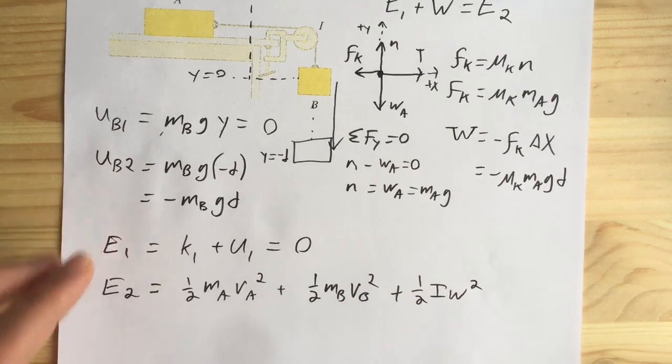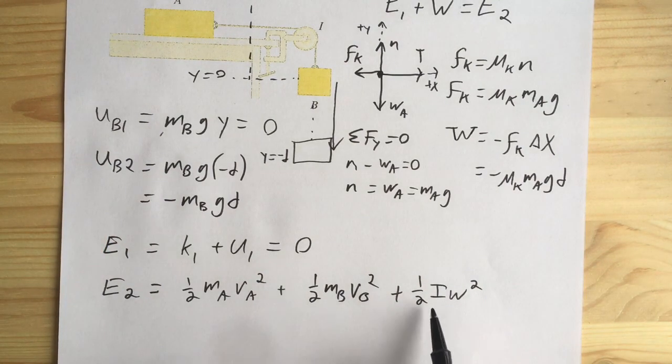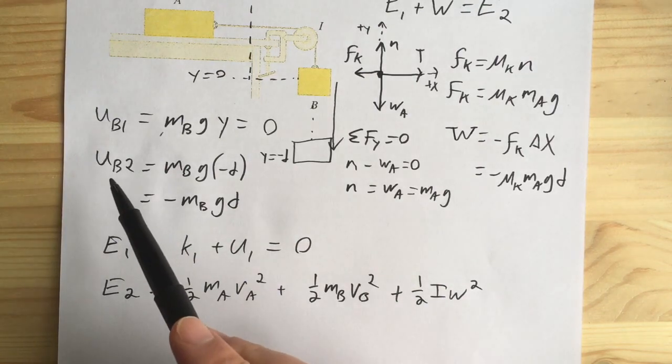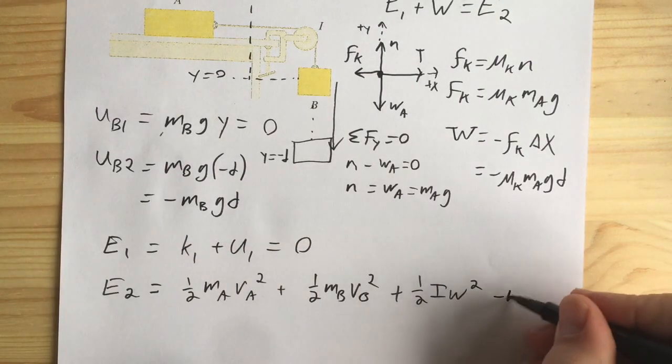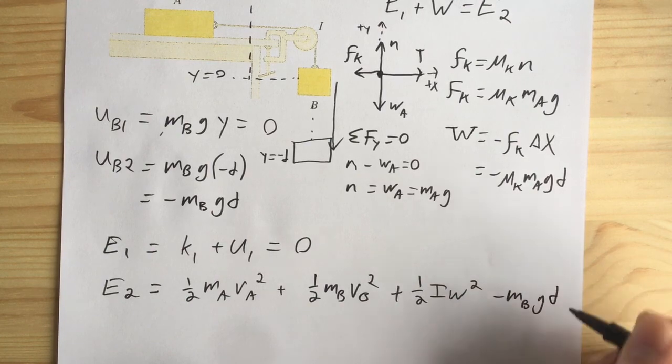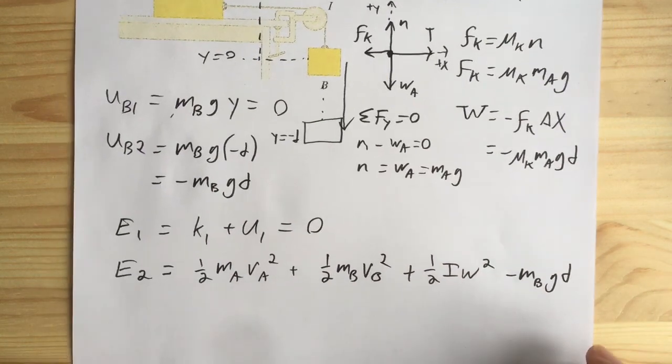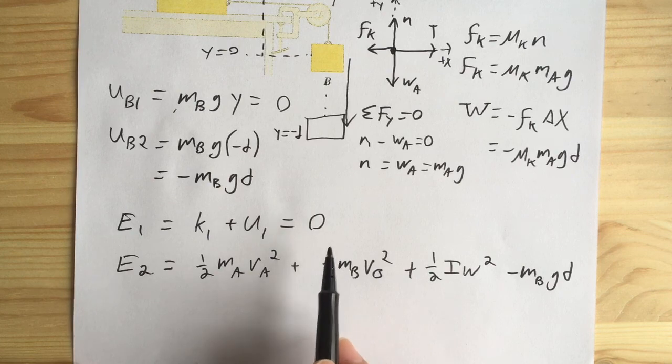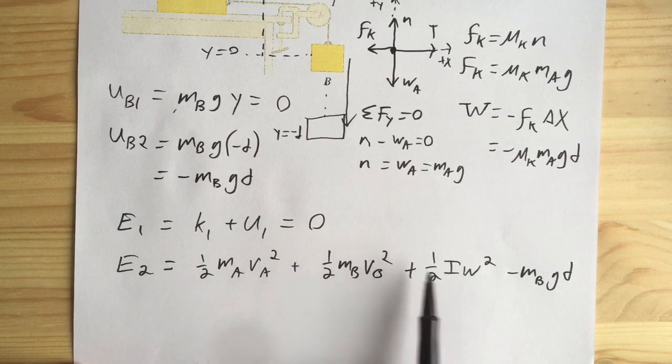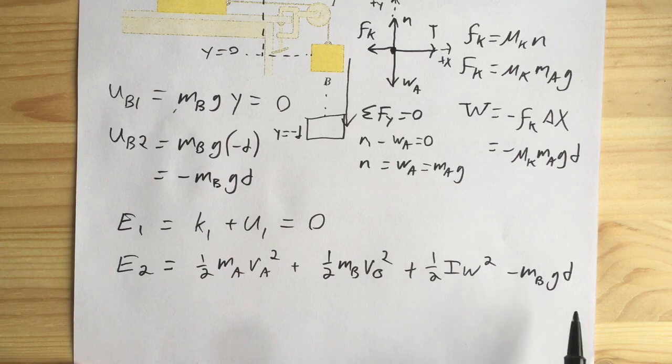That's our equation for rotational kinetic energy, 1/2 the moment of inertia times the angular velocity squared. And then the final type of energy I have at time 2 is the potential energy, which I've already defined up here. That's minus m_B g d. So at time 1 we have no energy. At time 2 we have 3 types of positive energy and 1 type of negative energy.